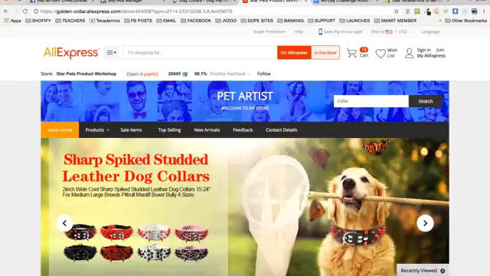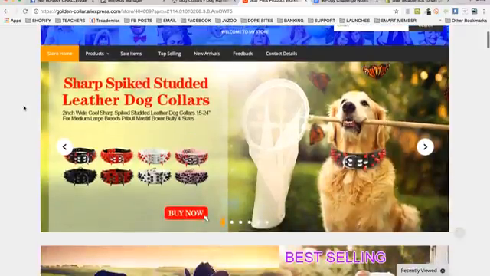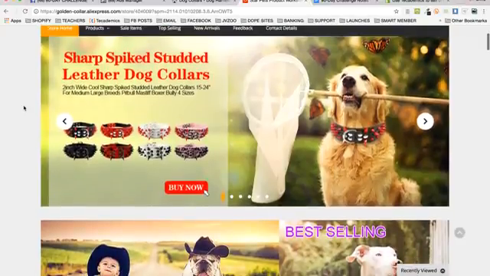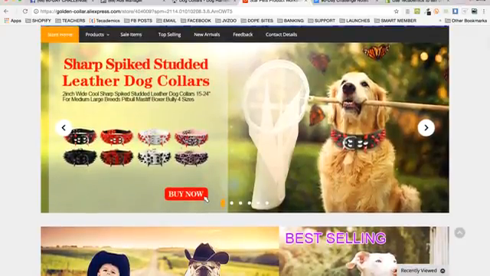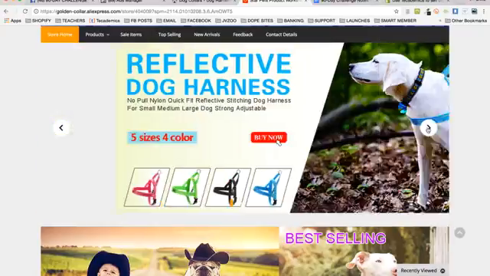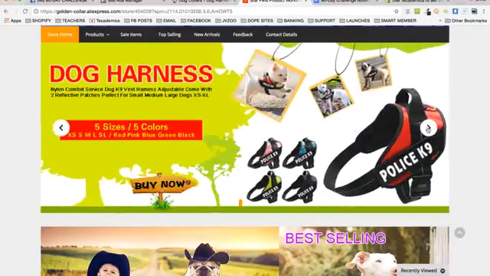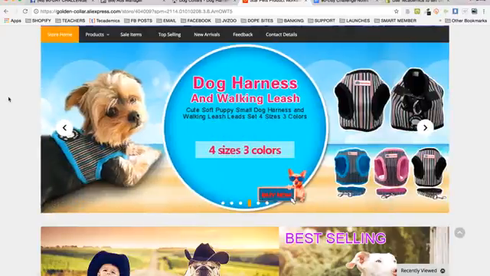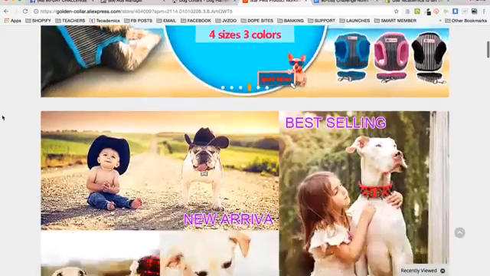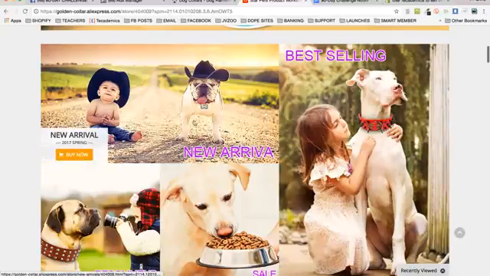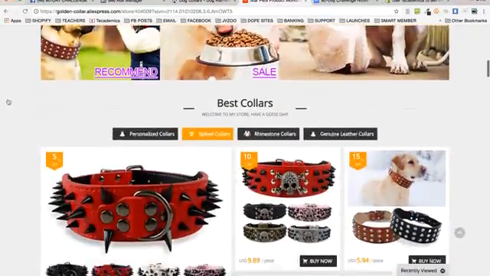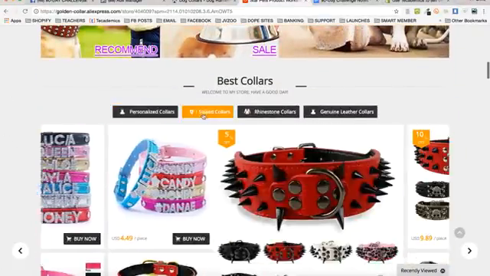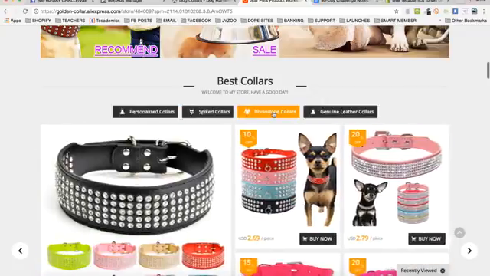Here they are, pet artist, right? So this person is selling all of these types of products. Here's one vendor. They are a wholesaler. They want you to sell these products for them on AliExpress. So they got all these little dog harnesses. It shows the best selling items, the new arrivals they have, best collars. So you can sell all of this stuff right here, okay?